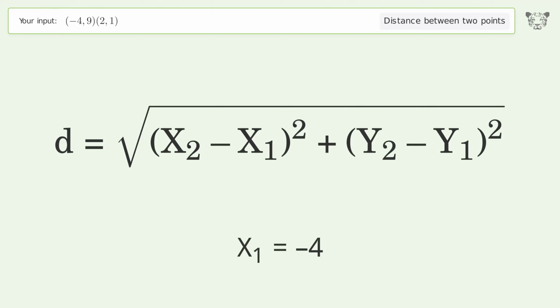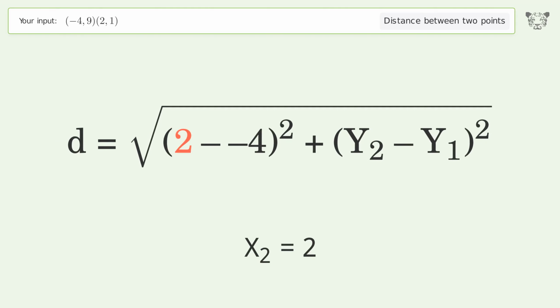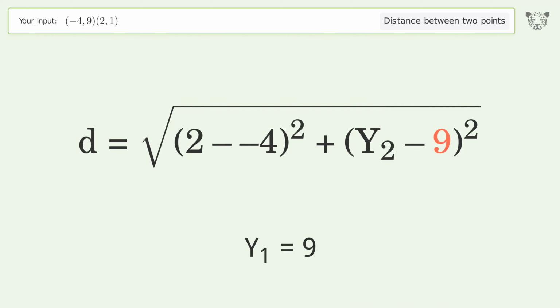x1 equals -4. x2 equals 2. y1 equals 9. y2 equals 1.